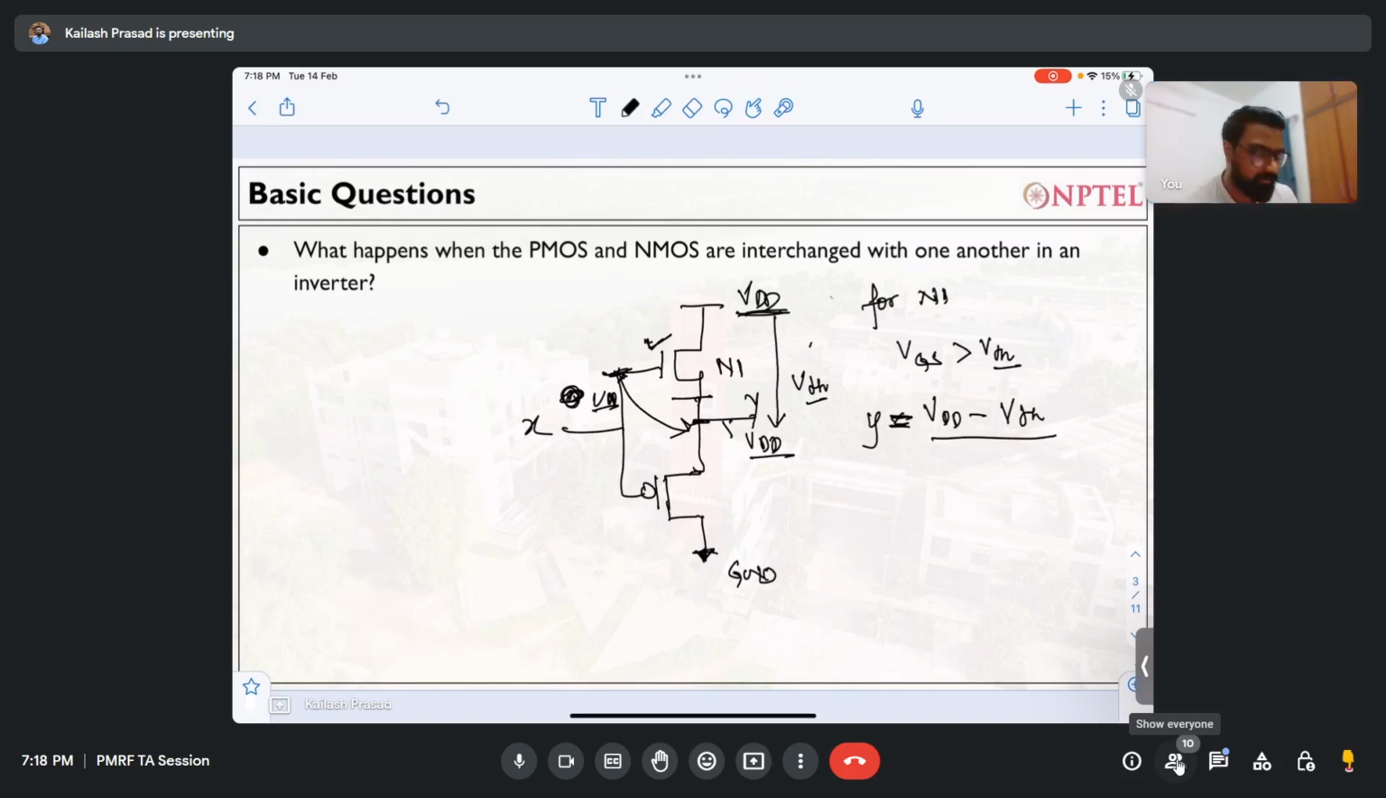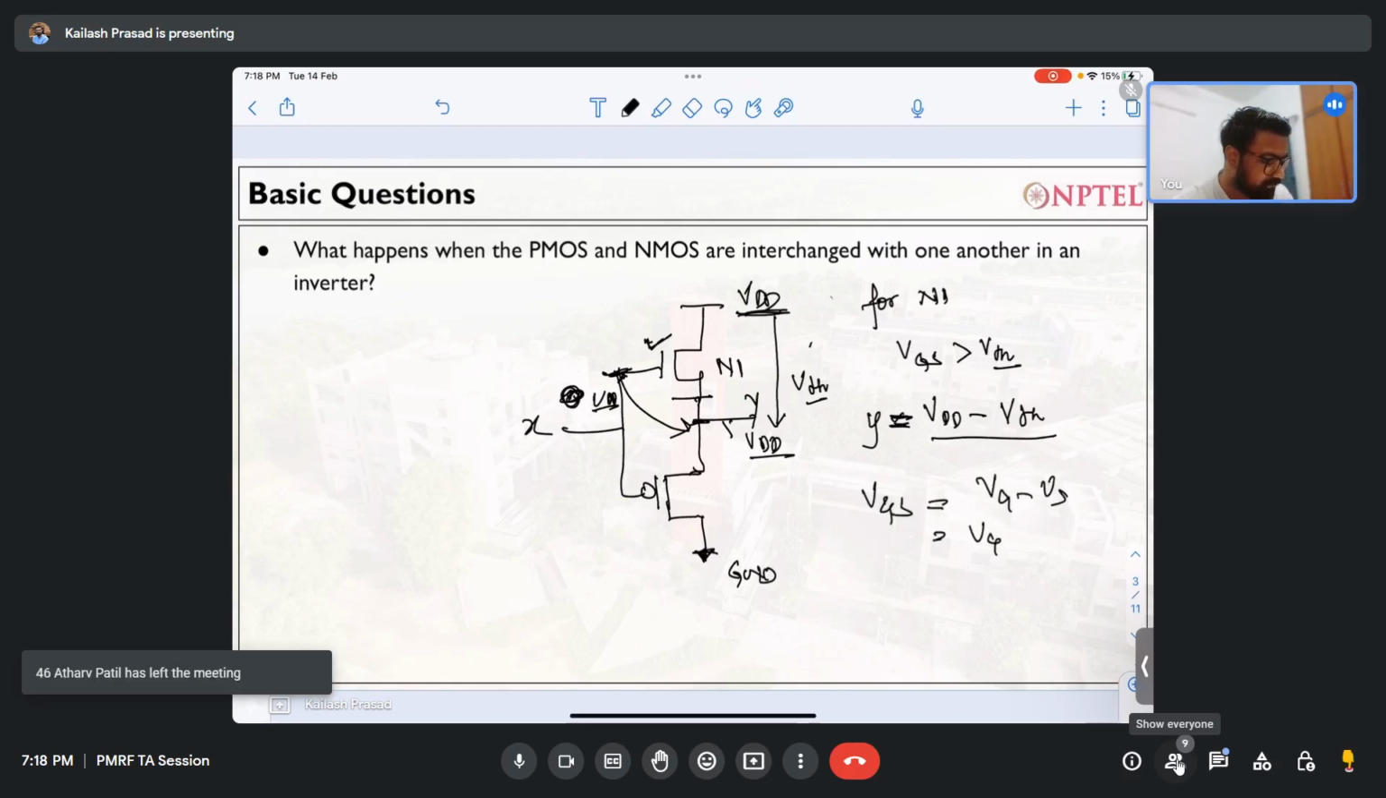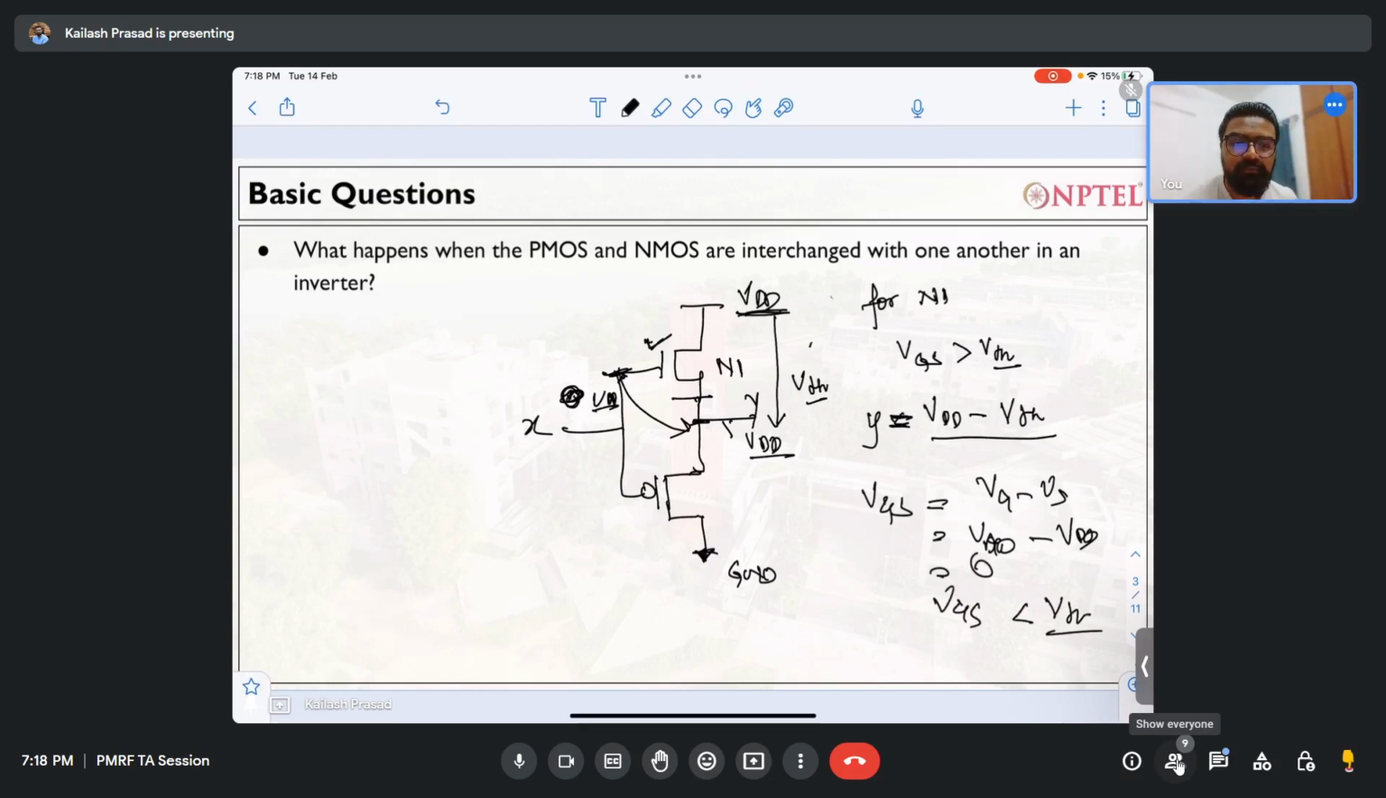Yes. Why are you saying so? Because VGS is equal to VG minus VS, right? Here VG is VDD, and VS is also VDD. This will be 0, and VGS will become less than VTH. 0 is less than VTH, right? So NMOS is turned off.